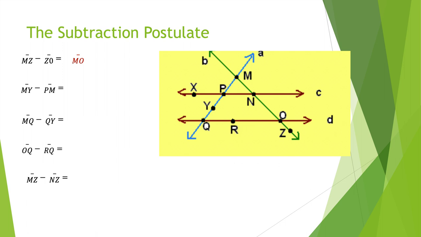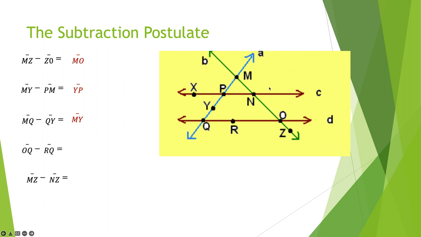Okay, so if I go from MY and I take away PM, I'm left with YP, segment YP. And likewise, if I do segment MQ minus segment QY, I'm left with segment MY. Sorry, I almost said MP. MY. Let's try the last 2.